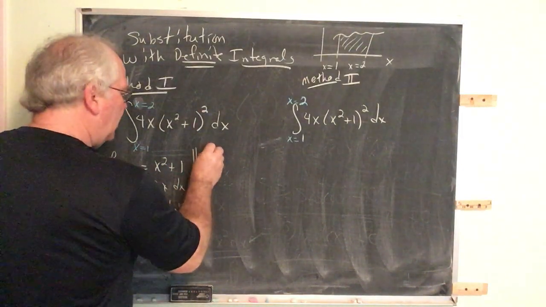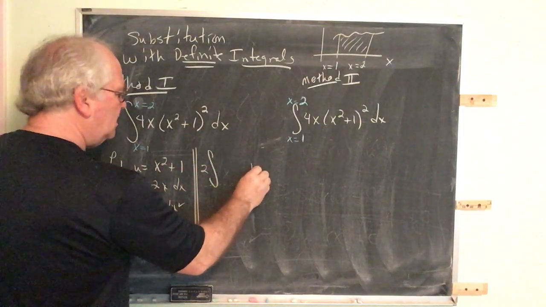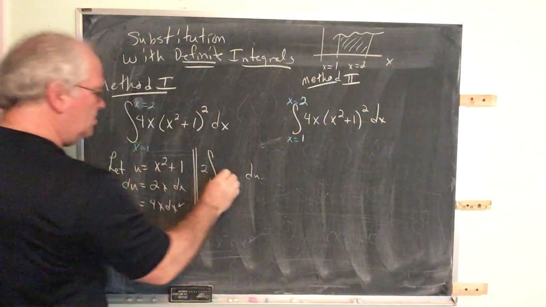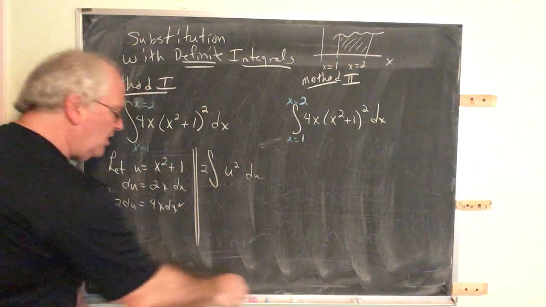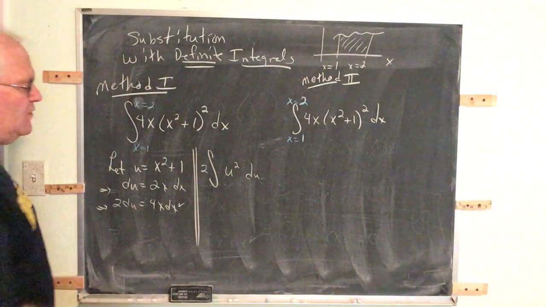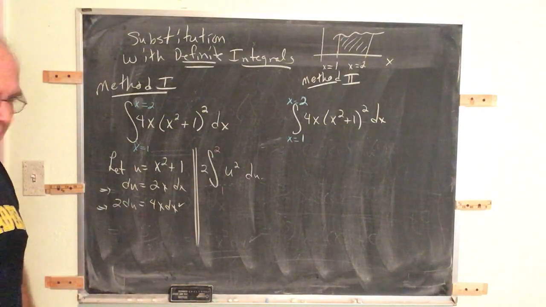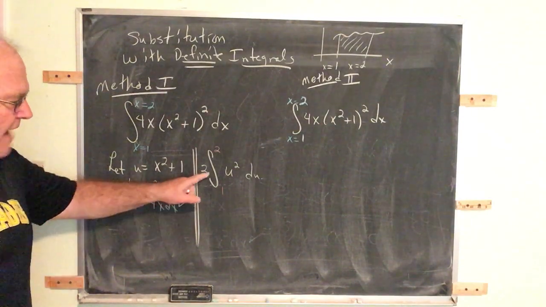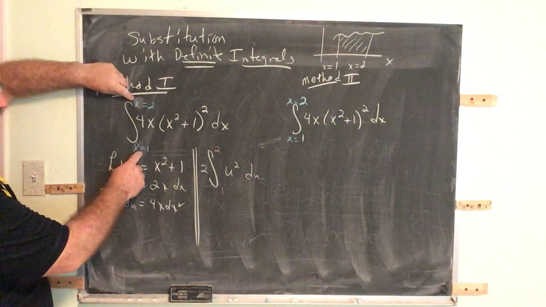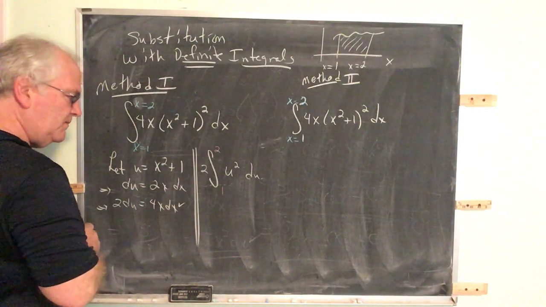So, here is the issue. 4x dx is now 2 du. x squared plus 1 to the second power is now u to the second power. But what I'm going to put up here now is wrong. Watch, here comes wrong. If you put 1 to 2 here, that is wrong, and do you see why? Everything here needs to be in the U language, but these limits of integration are in the X language. You're mixing the languages if you go from 1 to 2.